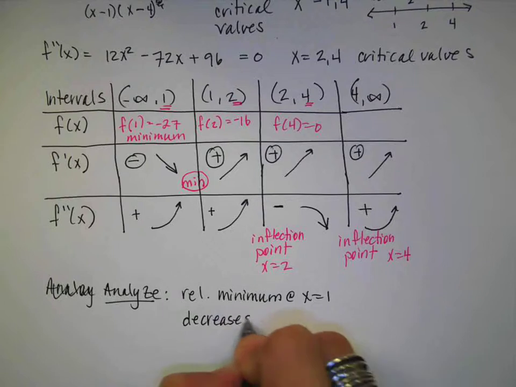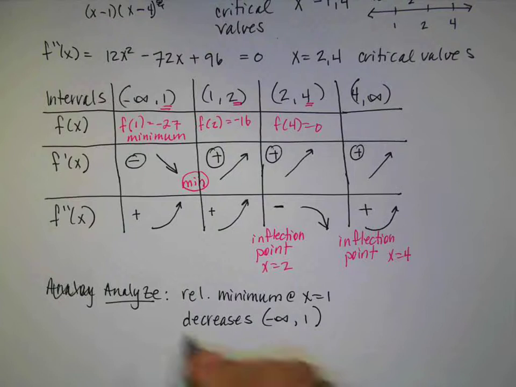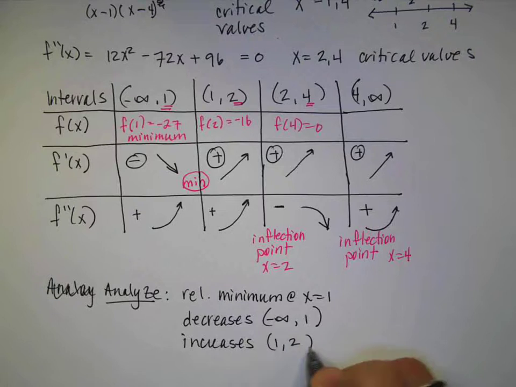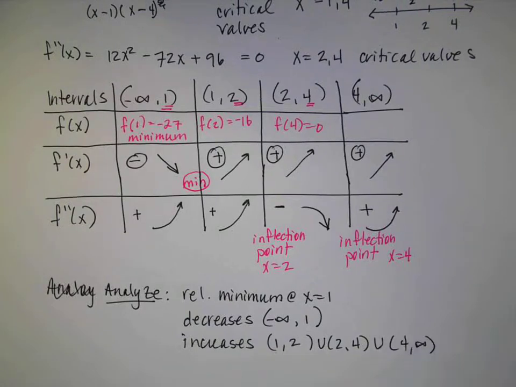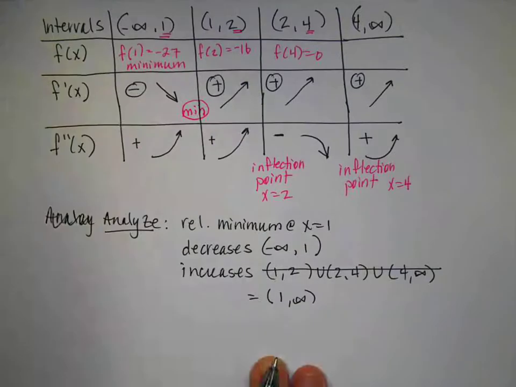I know that my function decreases from negative infinity to 1, okay? I know that my function increases from 1 to 2, and then from 2 to 4, and then from 4 to positive infinity, but that seems a little bit silly, so I'm going to say it increases from 1 to positive infinity, okay? And I'm going to draw a line through that because I'm just managing the information that I have.